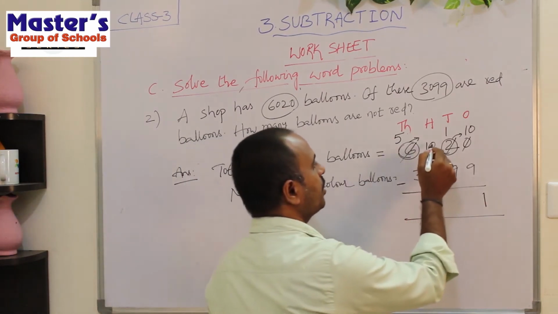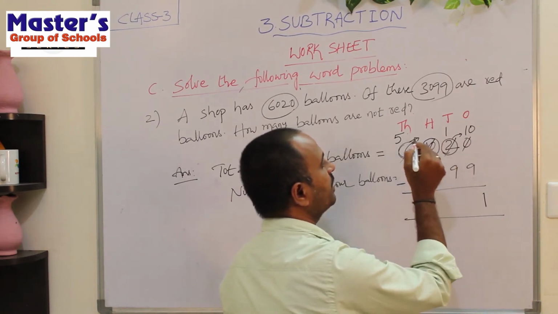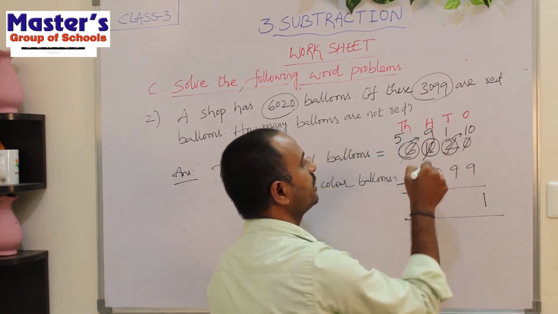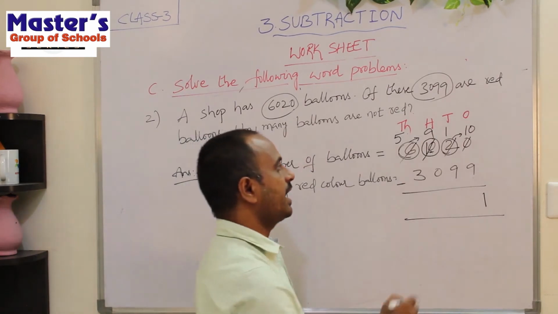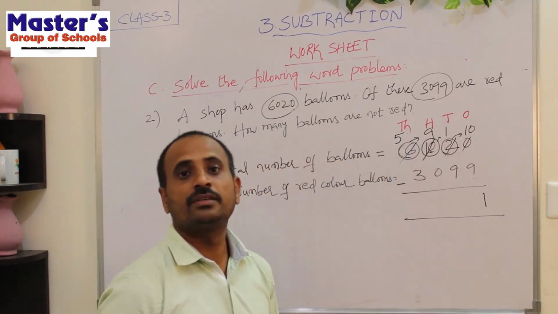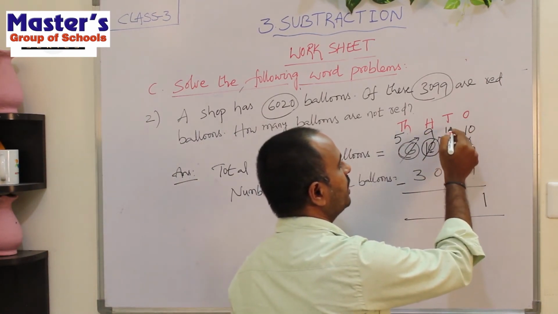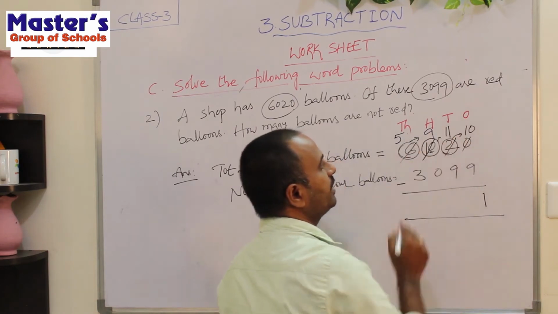And borrow 100 from the 10 hundreds. If you borrow 100 from 10 hundreds, how many hundreds will be there? There will be 9 hundreds. And carry 100 to the tens place. So 100 becomes 10 tens. Already there is 1 ten. If you carry the 100, total becomes 11 tens.